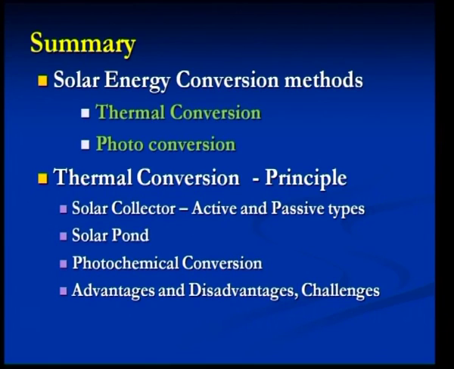So as a summary, today, in the second part of solar energy, we have seen the two important types of conversion methods, namely thermal conversion and photoconversion. We also looked into the principle of thermal conversion with the example of a solar collector, how a solar pond works, and what photochemical conversion is, and finally we touched upon the advantages, disadvantages and challenges associated with a solar pond.